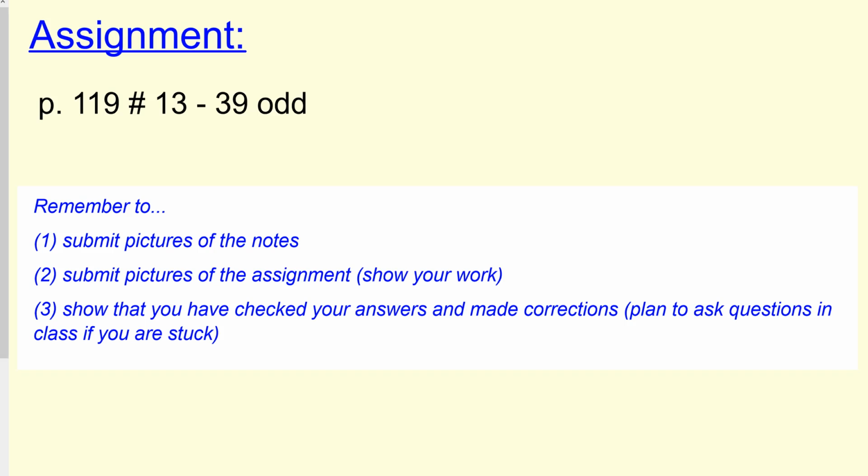So for today, your assignment is to work on page 119, numbers 13 through 39, odd. These are all the different methods we practiced today: factoring, square rooting, and completing the square. Remember that to submit your homework means to submit pictures of the notes, to submit pictures of the assignment showing your work, and to show that you've checked your answers and made corrections. And of course, if you are not able to make corrections because you have questions, then you should plan to ask me your questions during class time or some other time.